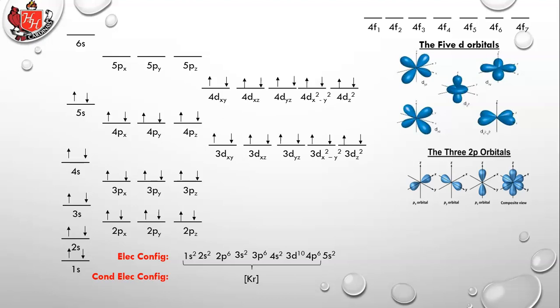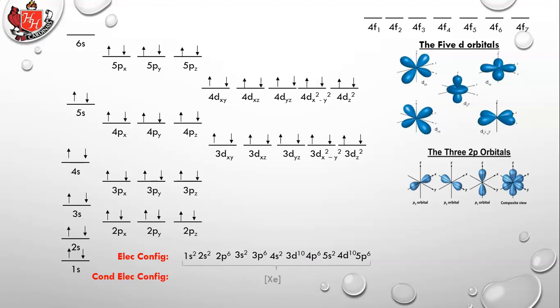Now we're ready for the 5p subshell. So here we go. Oh, there's the 4d10 down there at the bottom. So here we go with 5p1, 5p2, 5p3, 5p4, 5p5, and 5p6. Again, we're at the end of a p subshell. That means we're at the next noble gas, and that's going to be xenon.